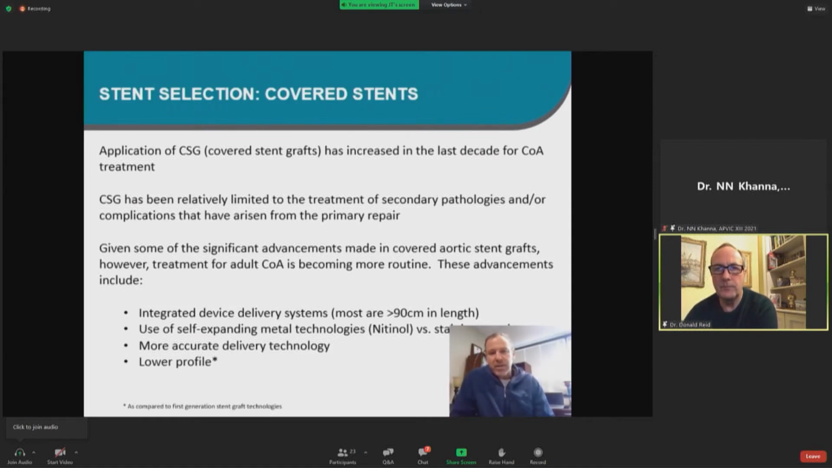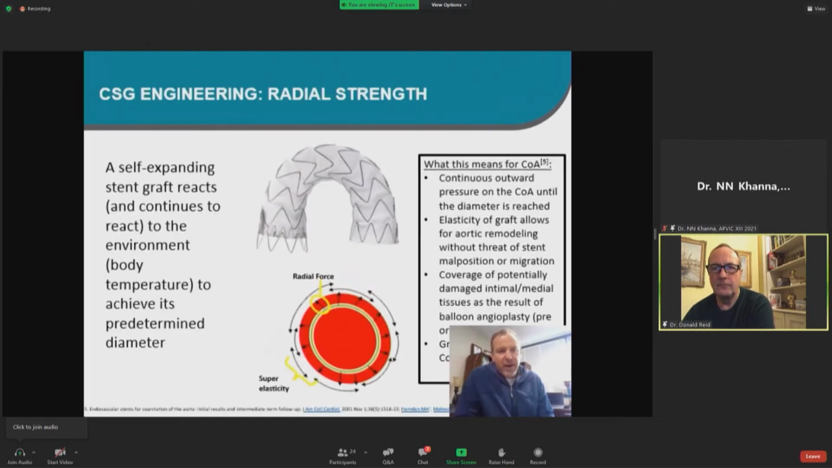Covered stent grafts have been relatively limited to the treatment of secondary pathologies or complications that have arisen from the primary repair. Given some of the significant advancements made in covered aortic stent grafts, treatment for adult coarctation is becoming a bit more routine. These advancements include integrated device delivery systems, use of self-expanding metal technologies, including nitinol, more accurate delivery technology, as well as low profile.